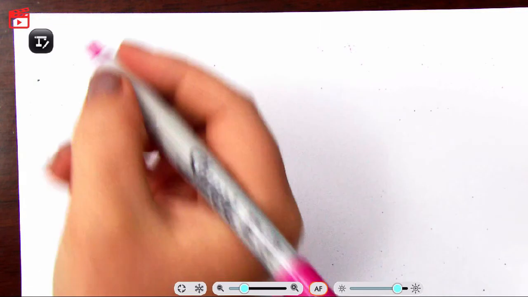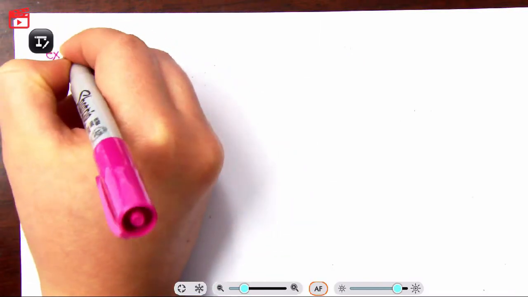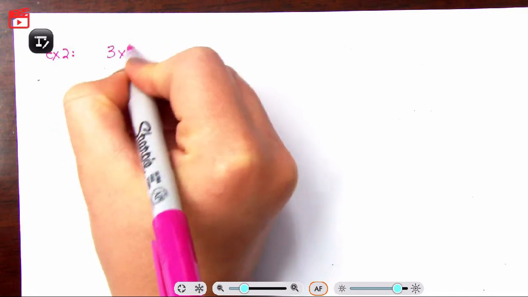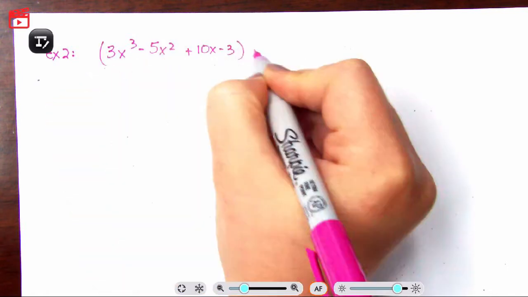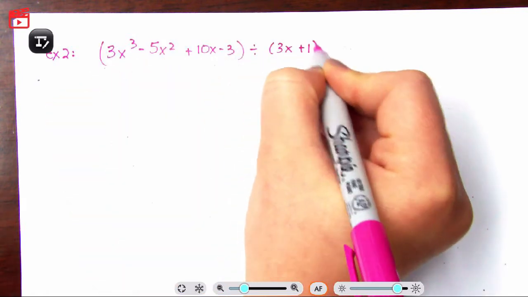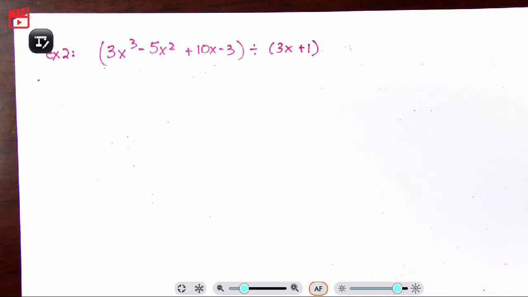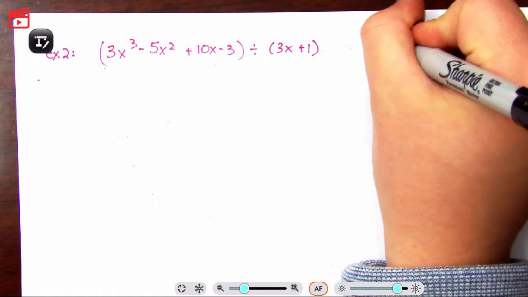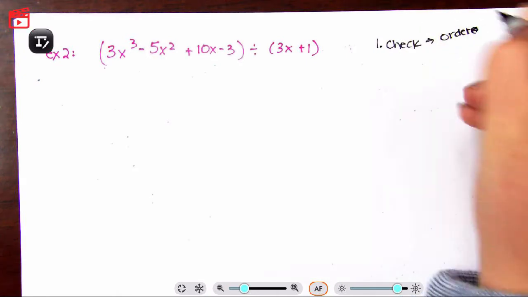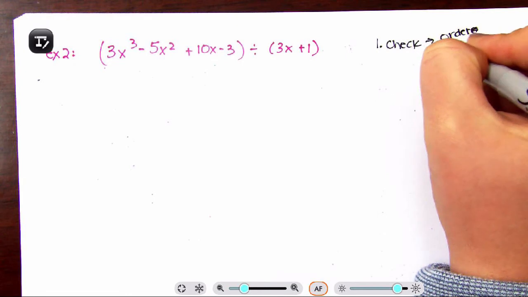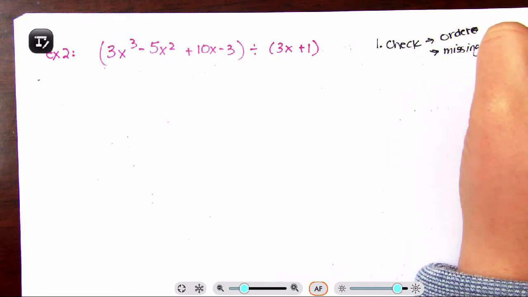So example number 2. We're going to say 3x cubed minus 5x squared plus 10x minus 3 divided by 3x plus 1. You can make sure that you're following along with your steps. Step number 1 is check. We want to check order, decreasing order. We want to check missing terms. And then we want to rewrite.